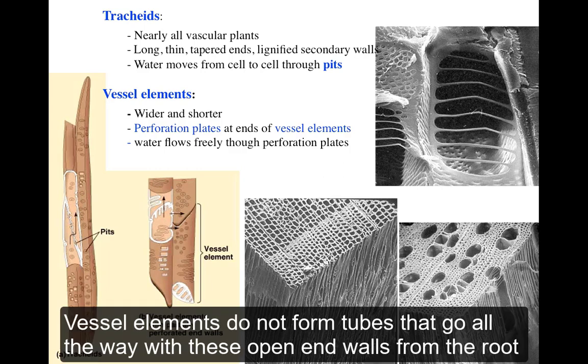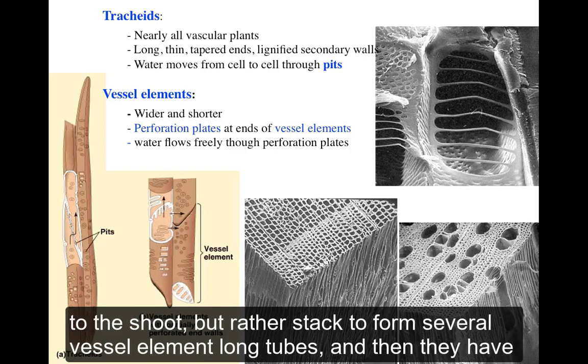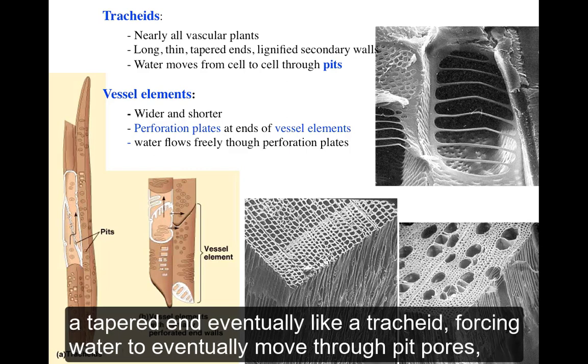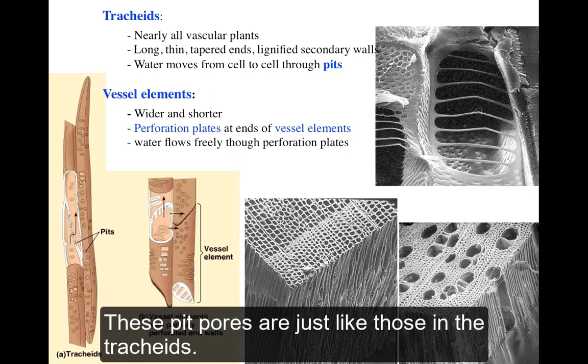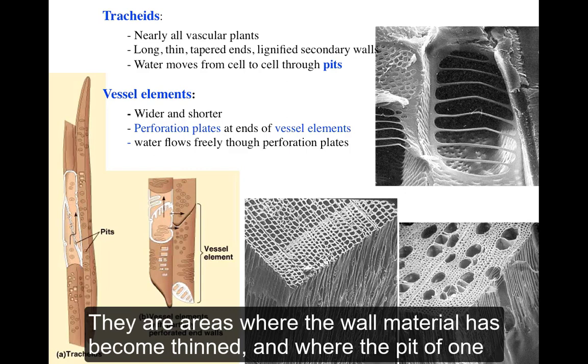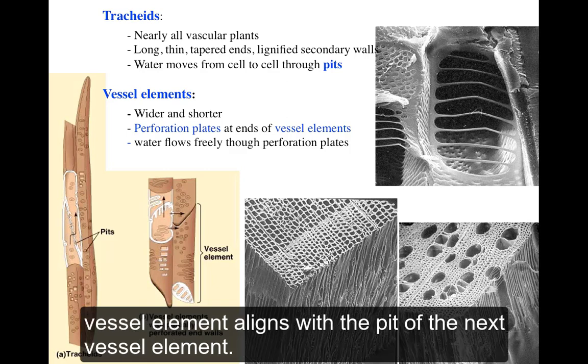Vessel elements do not form tubes that go all the way with these open end walls from the roots to the shoot, but rather stack to form several vessel element long tubes, and then they have a tapered end, eventually, like a tracheid, forcing water to eventually move through pit pores, which they also have in their sidewalls. These pit pores are just like those in the tracheids. They are areas where the wall material has become thinned and where the pit of one vessel element aligns with the pit of the next vessel element.